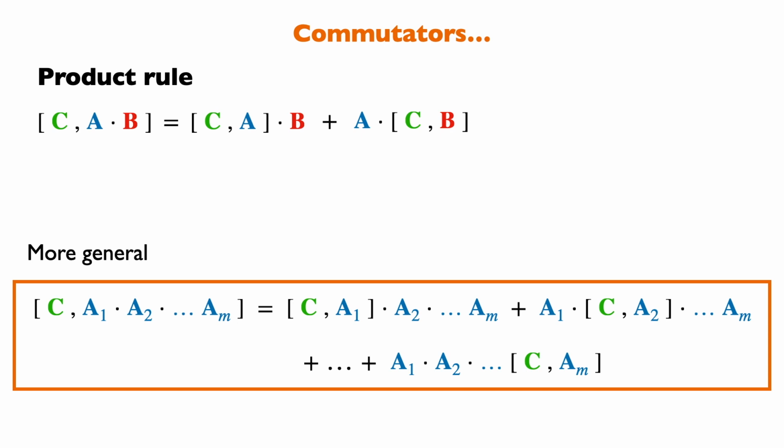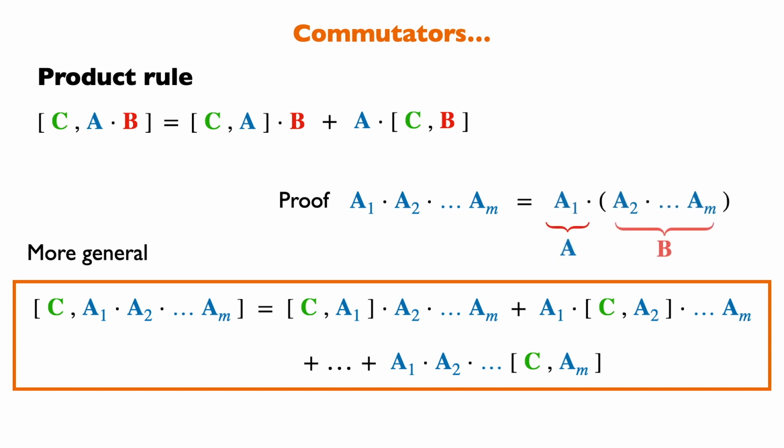The proof is simple. Just divide the total product into part A and part B and make repeated use of the product rule.